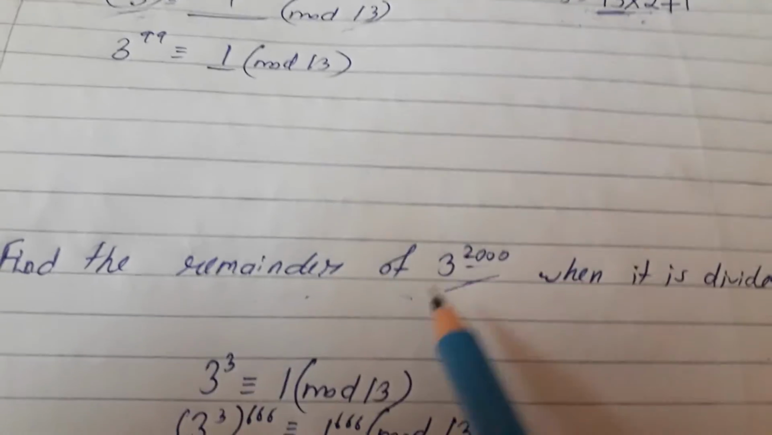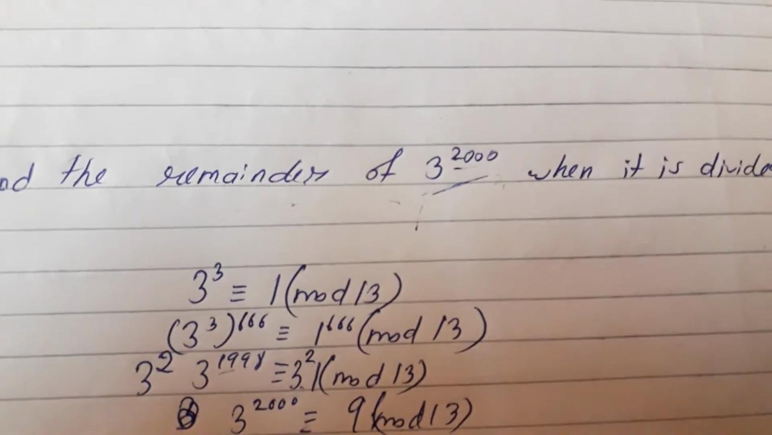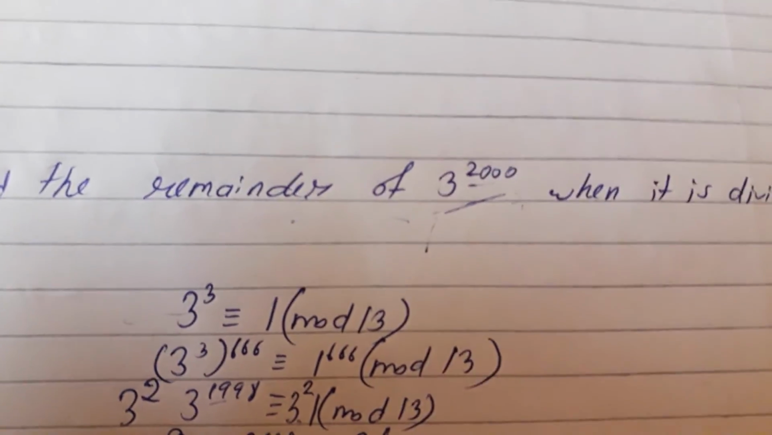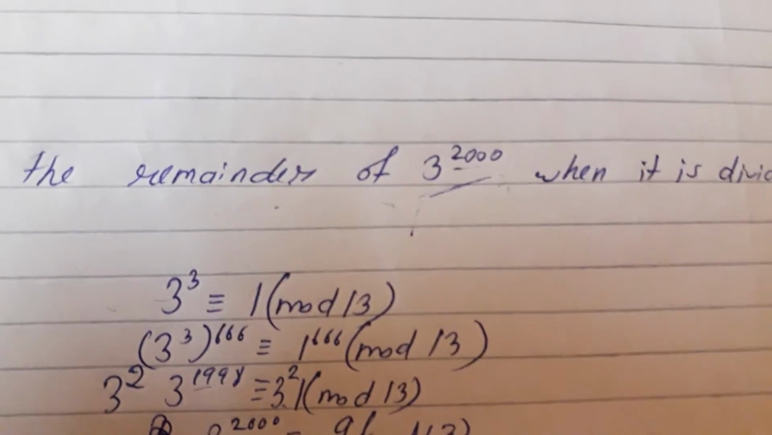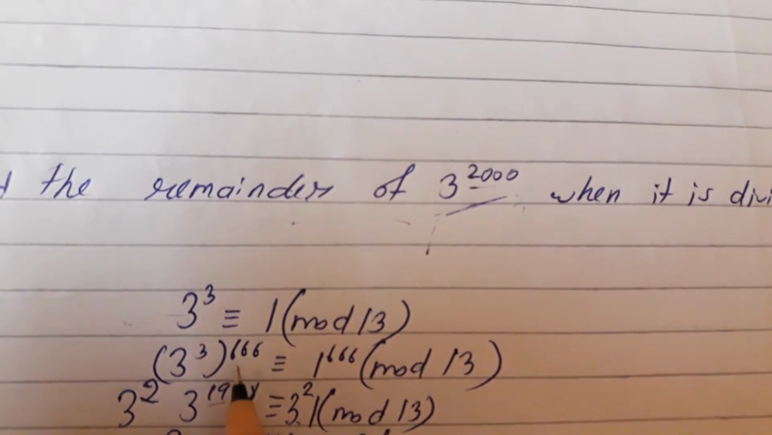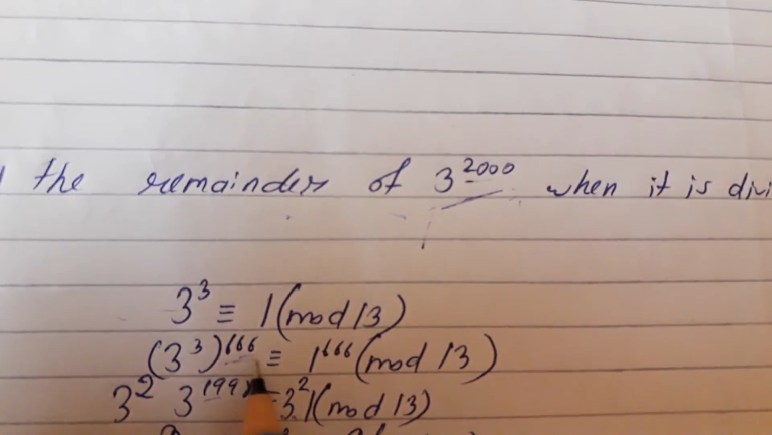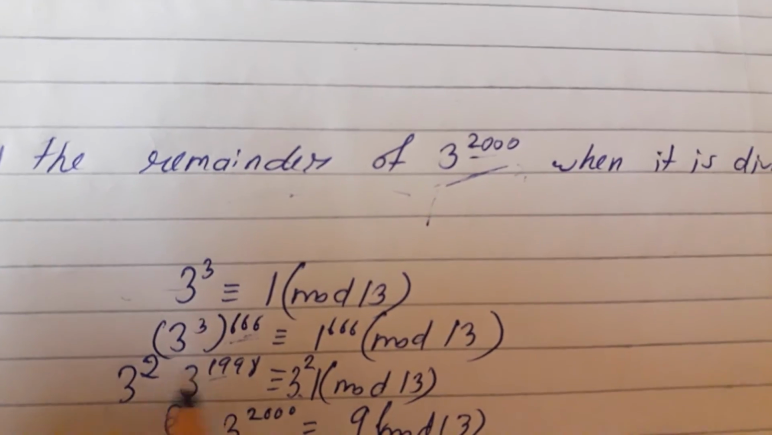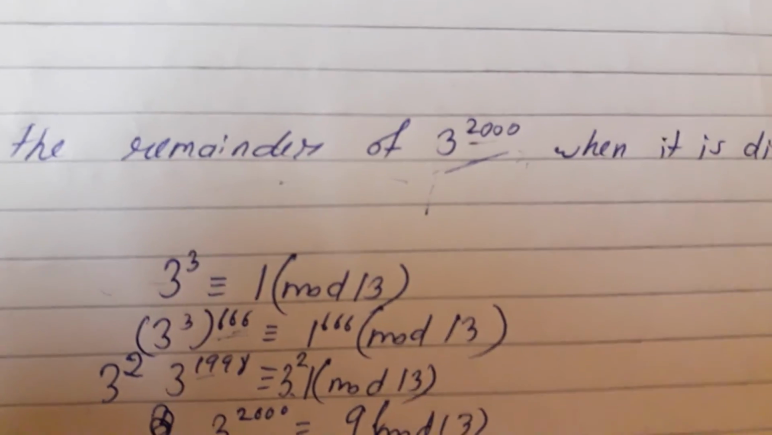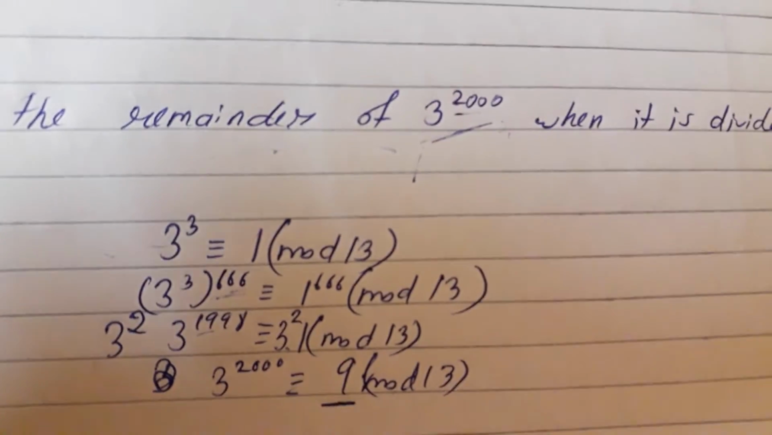See, the previous question and this question both are the same, only the powers are different. So in the first case, forget about the powers, and then if you calculate you will get 3 to the power 3 congruent to 1 mod 13. Then you have to raise the power in such a way that the power will come close to 2000. Now see, if I raise to 666 on both sides, we'll get this, and 1998 plus 2 means 2000, so multiply by 9 on both sides, then you will get this answer. Okay, I think you have understood this.